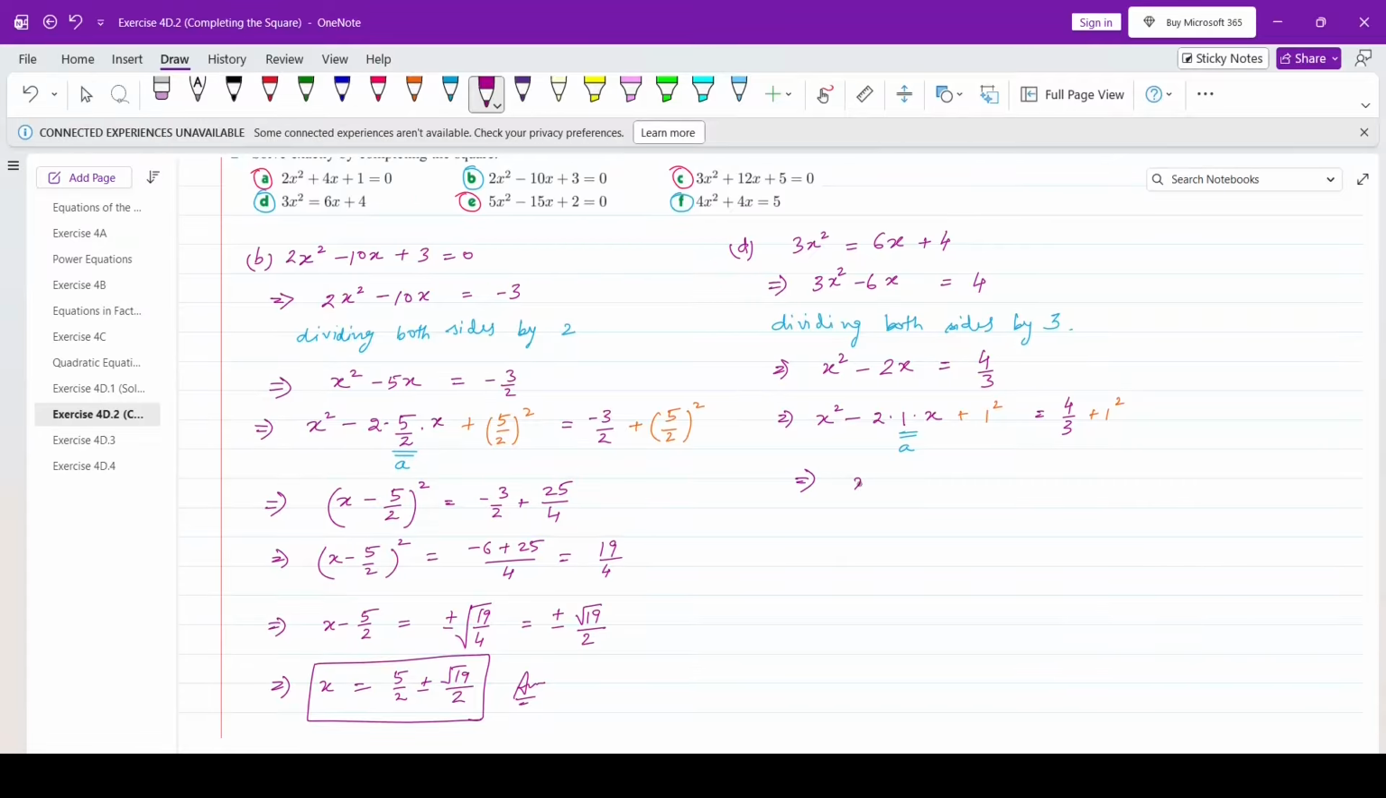Hence we get (x minus 1) whole square on the left side and 4 divided by 3 plus 1 on the right hand side. So this becomes (x minus 1) whole square is equal to 7 by 3, and x minus 1 is equal to plus or minus root 7 by 3, and x is equal to 1 plus or minus root 7 by 3. That's the answer.